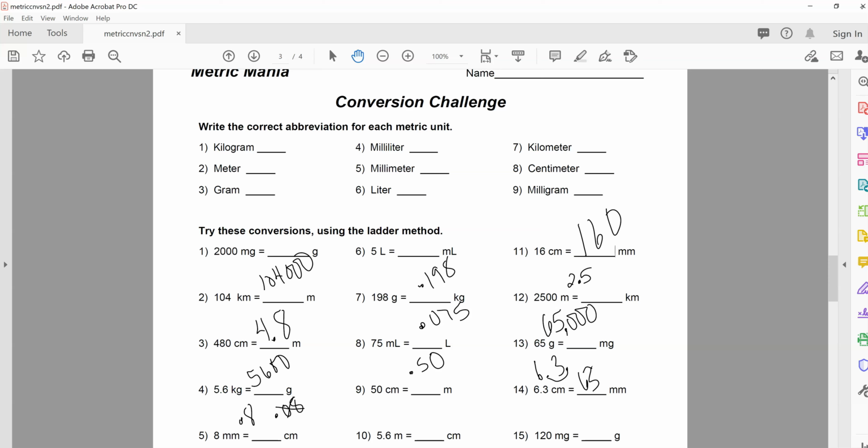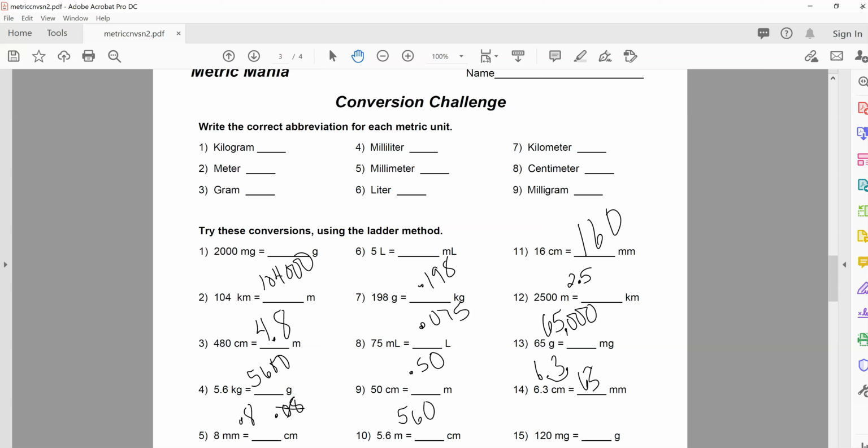5.6 meters to centimeters. Meters is the base unit. Centimeters is 2 units below. So we're moving to the right. So you can multiply by 100, or you can just move it 2 spots to the right. So 560 centimeters.